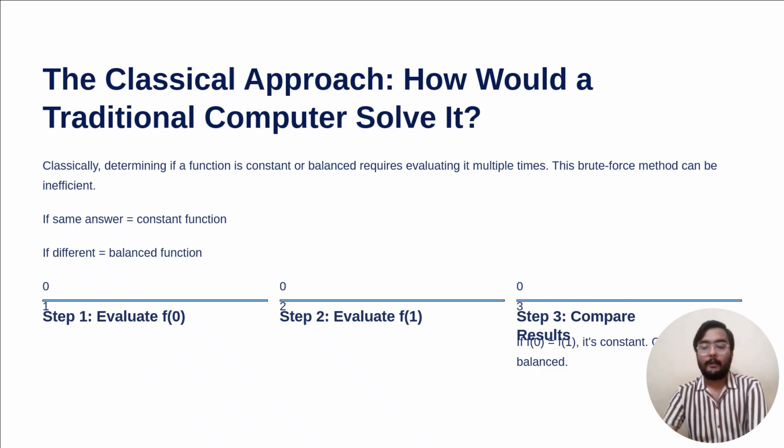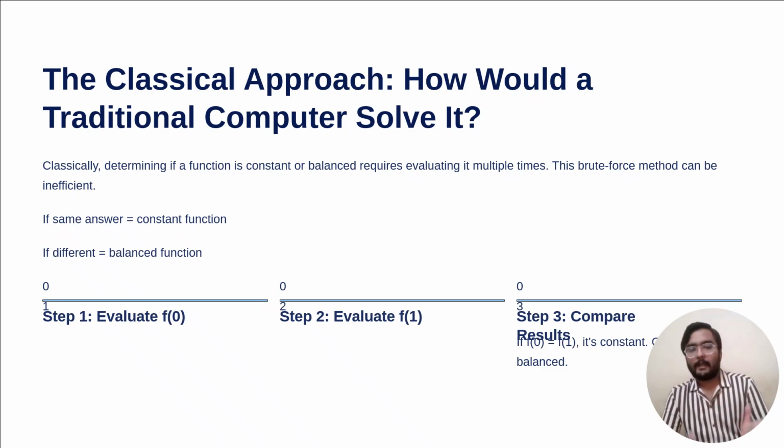The important point is the classical computer must make two separate queries to the function, one for each input. With only one query, it can never be certain because it only knows one of the values. So for Deutsch's problem, the classical approach needs exactly two evaluations of f. This is the best it can do.